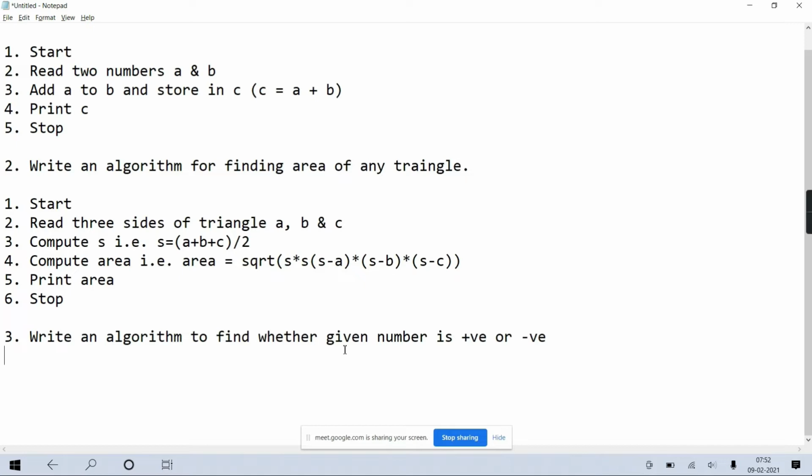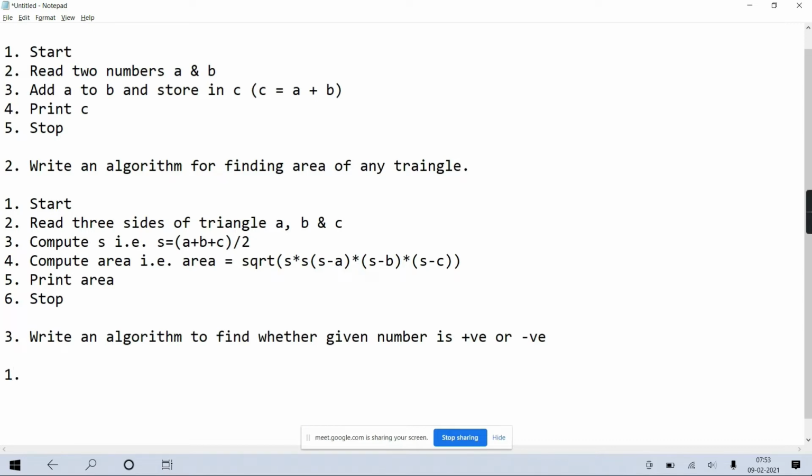Here we have to take a decision, and based on the decision we have to decide whether it is positive or negative. So how do we decide it is positive or negative? By comparing it with 0, isn't it? Basic mathematics we learned from school days. If the number is less than 0, it is negative. Greater than 0, it is positive. Or otherwise it is 0, right?